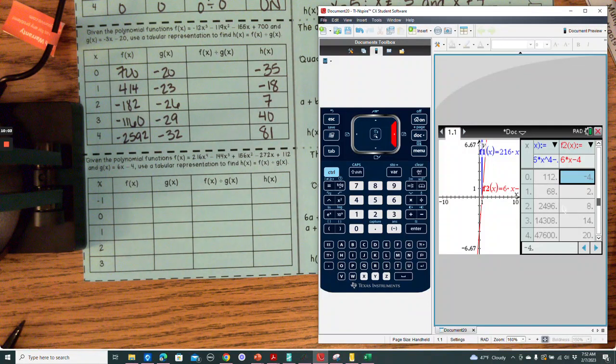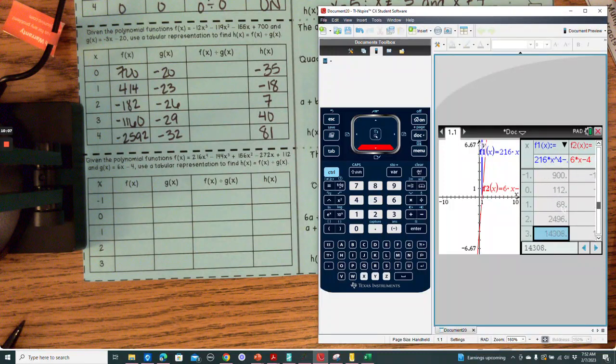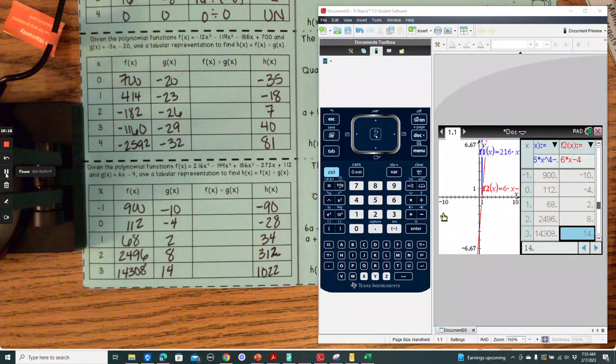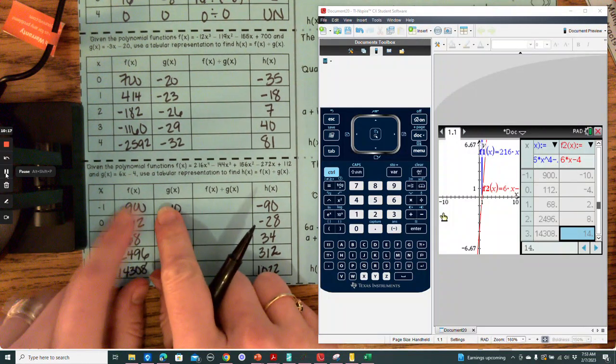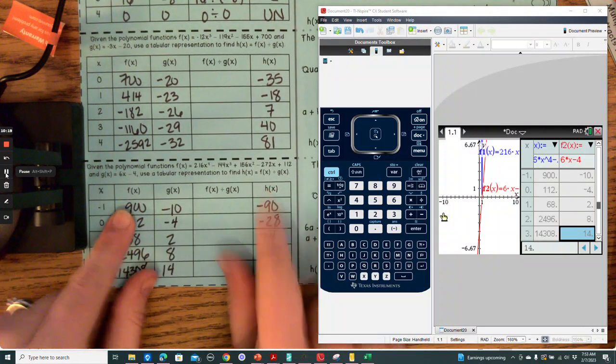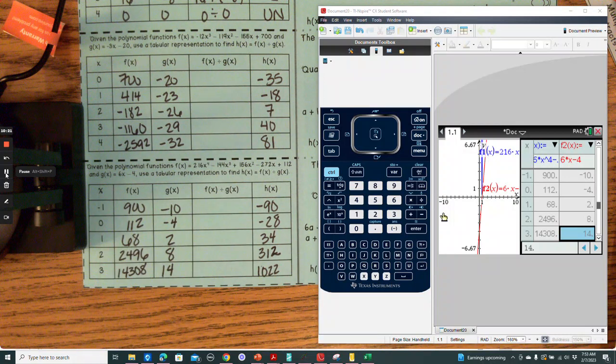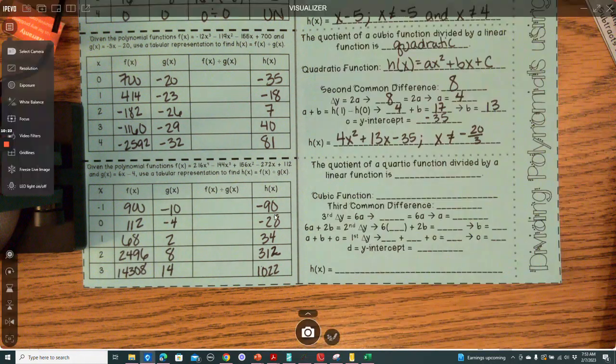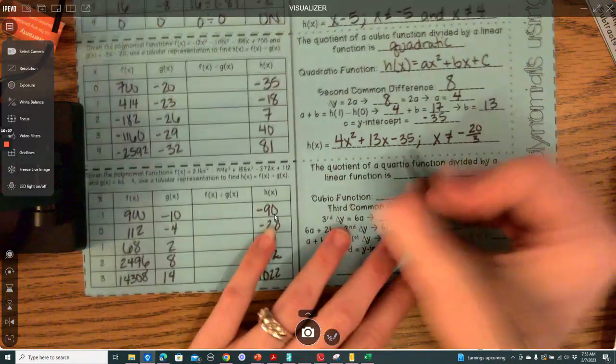Oh, but we're off just a little bit here. Let's see. Oh, why it keeps jumping. There we go. We're starting at -1 here. So for time, I'm going to pause the video and fill these values in. Okay, so again, you just divide f of x by g of x to get your h of x values. And so this one we know is going to be the quotient of a quartic function divided by a linear function is a cubic.